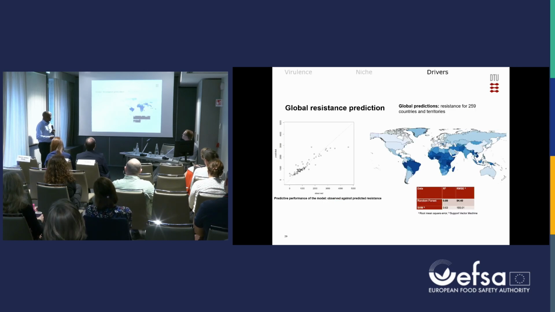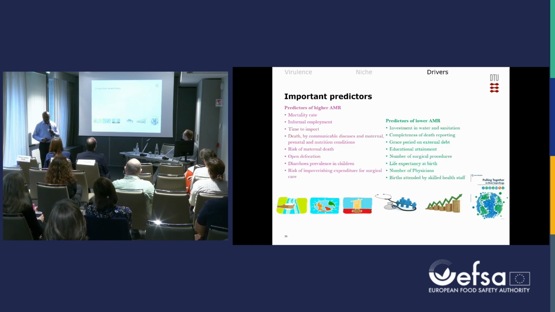In this case, there was quite good agreement between the predicted and the observed. It is also in agreement with the epidemiology of resistance, in that this belt here, a bit in the south, has quite high resistance. If you look at the most important variables, the predictors of higher resistance are related to variables that indicate poor healthcare access and WASH, like defecation and diarrhea, where WASH means water, sanitation, and hygiene. Those that predict lower resistance might be related to better access in all these. The World Bank also cited this.